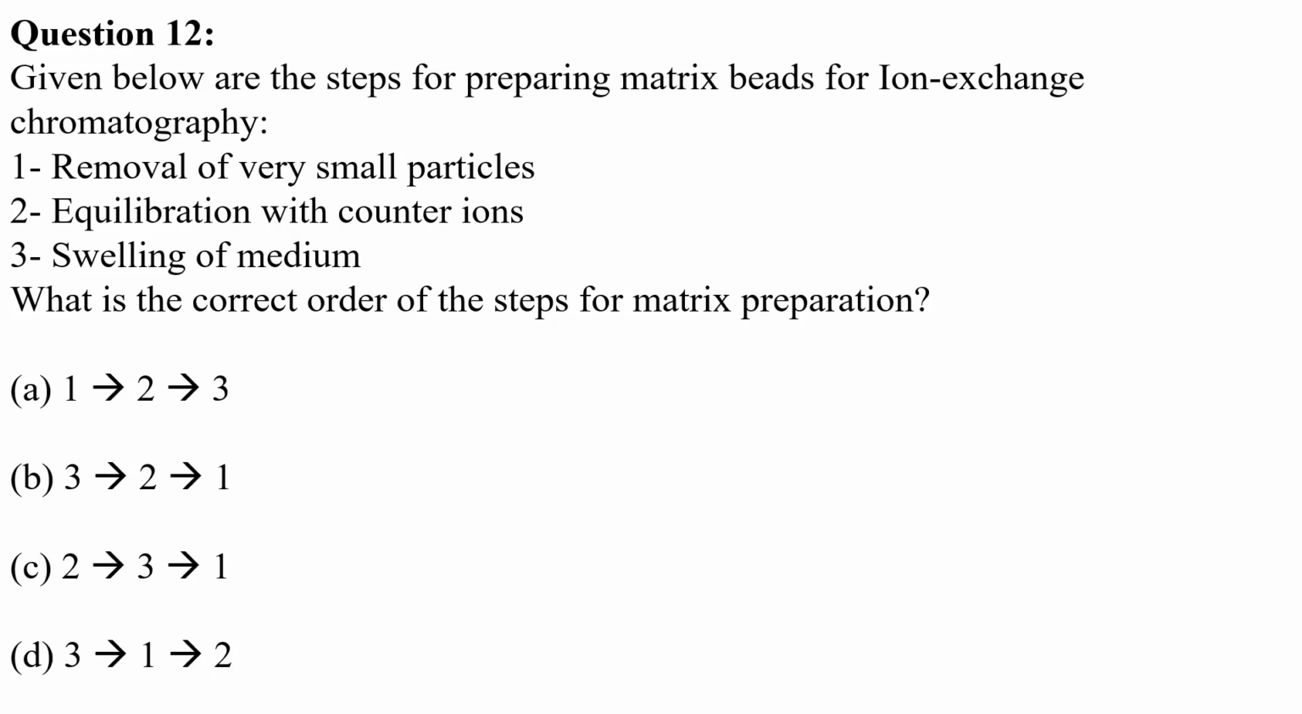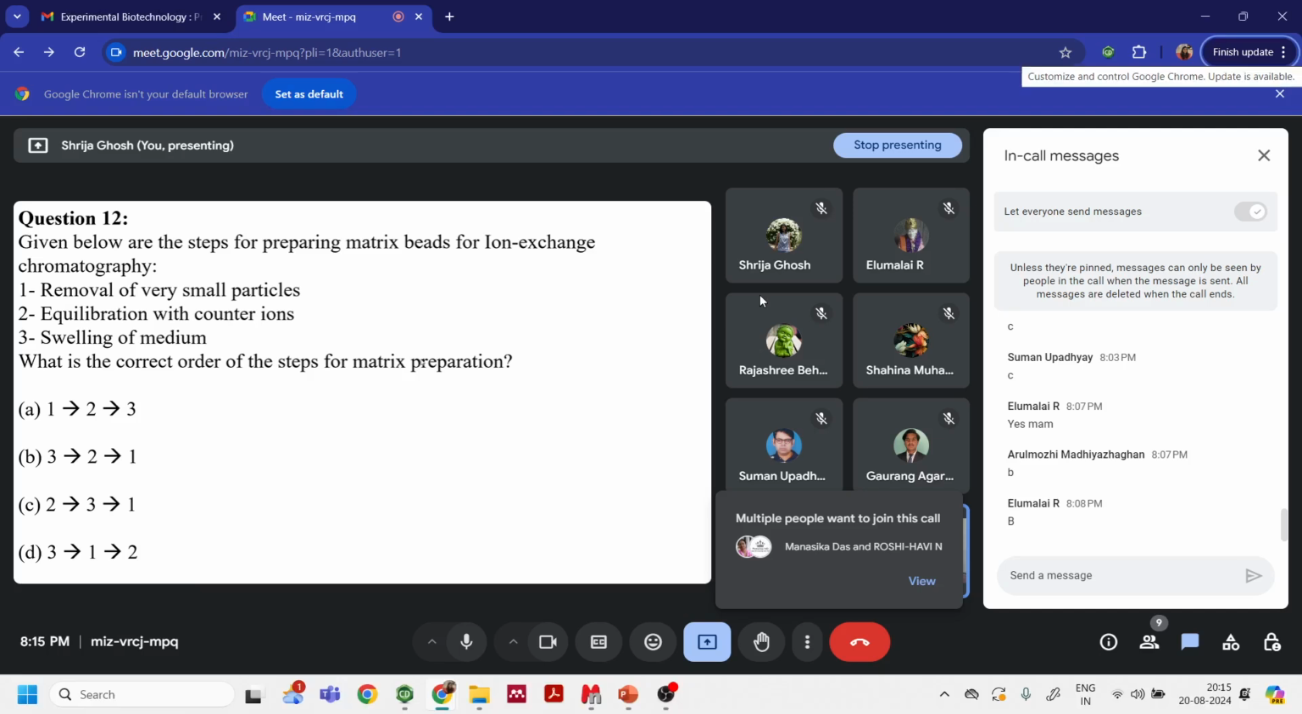Let's move on to the next question now. Question number 12. Given below are the steps for preparing matrix beads for ion exchange chromatography. First step is removal of very small particles, second is equilibration with counter ions, and third is swelling of medium. What is the correct order of the steps for matrix preparation? So, I want to prepare the matrix. I have beads. What should I do? Should I remove the small particles first? Should I equilibrate with counter ions, or should I swell the medium first? What should be the correct order of the steps?